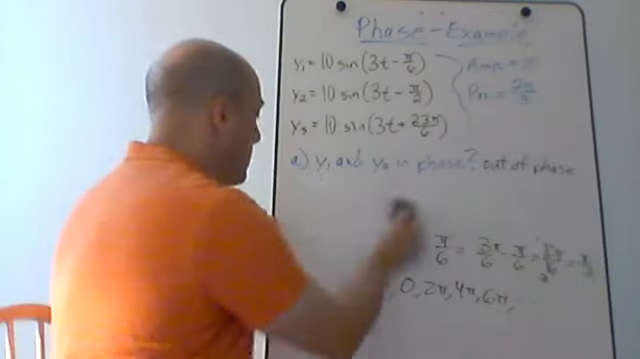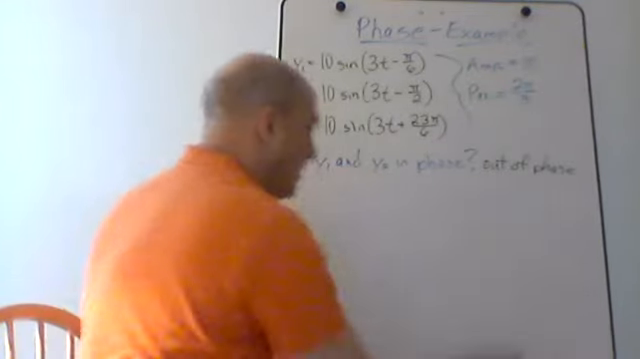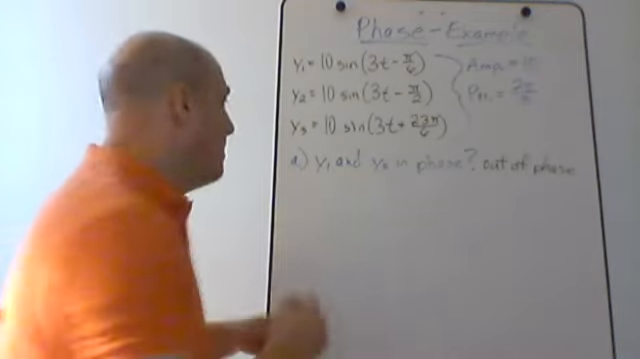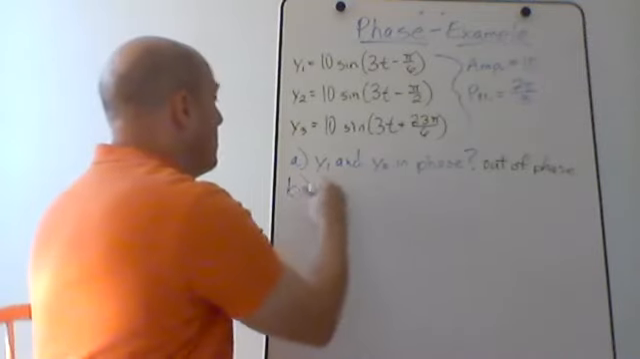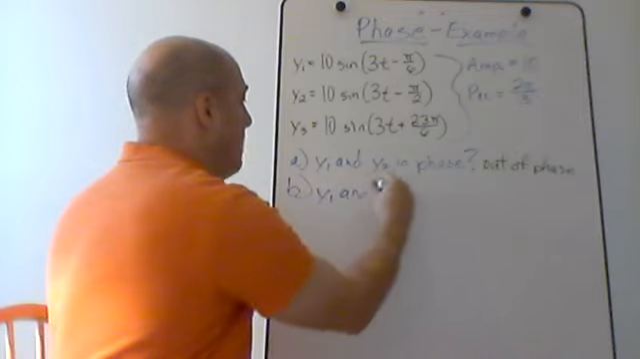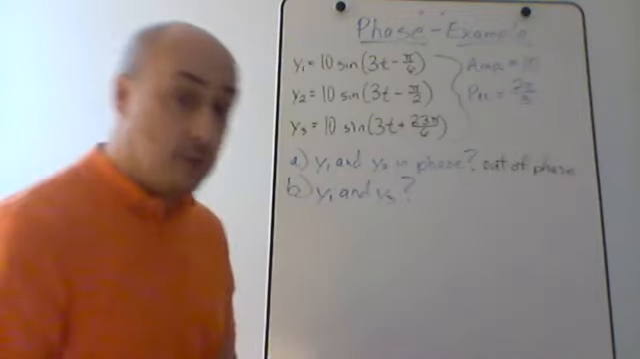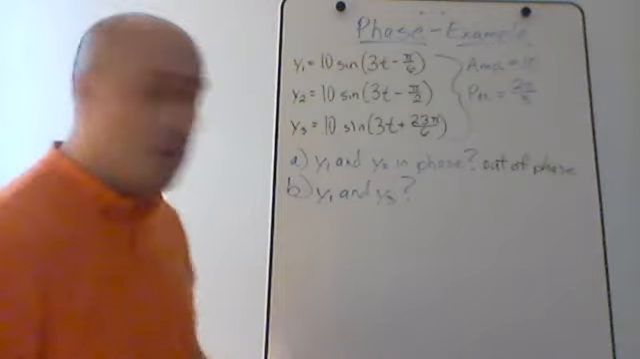Let me erase all this stuff. And then we're going to look at y1 and y3. Are those in phase or out of phase? All right, so y1 and y3, and I'm not going to write in phase. Just understand I'm asking the same question here, but now for the two different curves, y1 and y3.